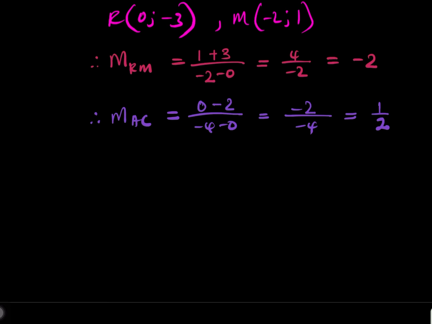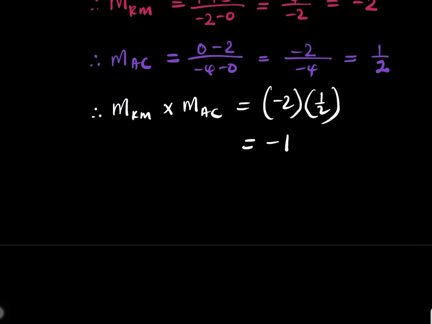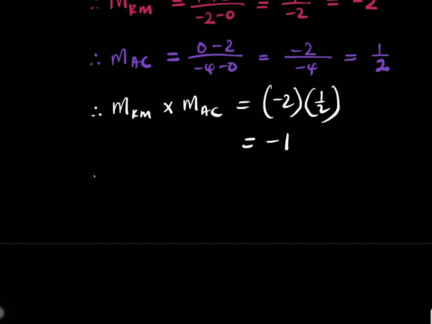So now I'm going to multiply that and see if I get negative 1. So now the gradient of RM multiplied by the gradient of AC, let's see, we get negative 2 multiplied by 1 over 2. And as a result, what do we get? We get negative 1. So this concludes to us that RM is perpendicular to AC.